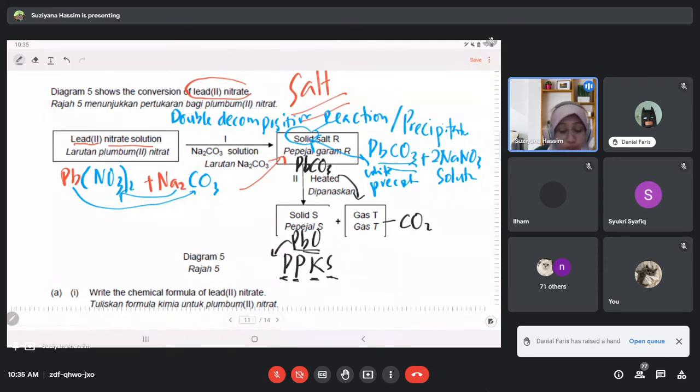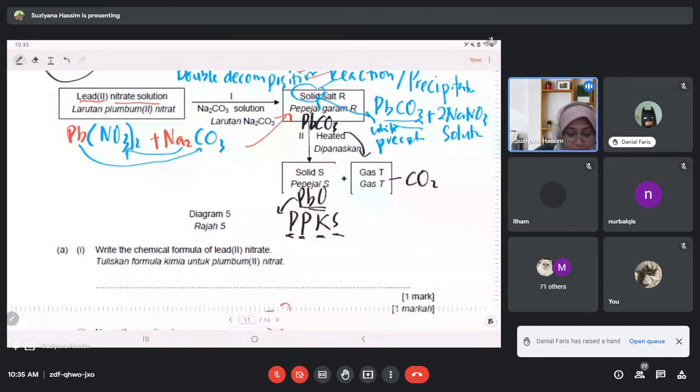Right? It's a short question, sayang. It's a structure question, number 5. Okay? So now, they ask you to write the chemical formula of lead nitrate. Chemical formula, not chemical equation, sayang. You have to focus on this. Either they're asking you chemical formula or equation, you have to read the question carefully. If the question asks for the formula, just lead nitrate.